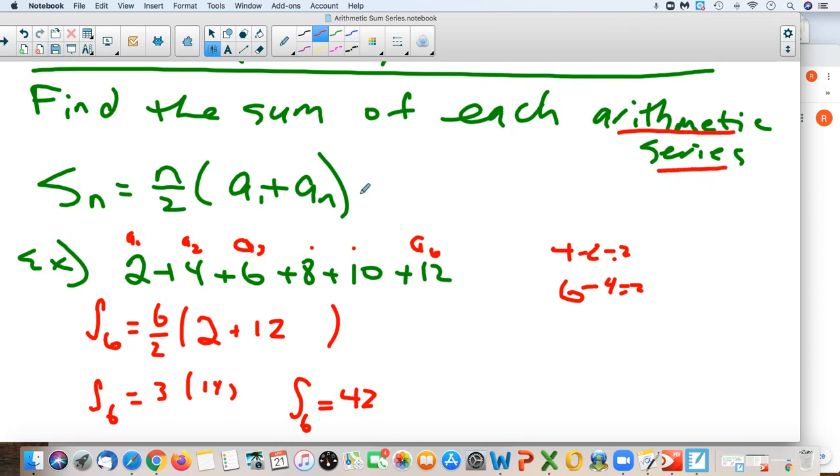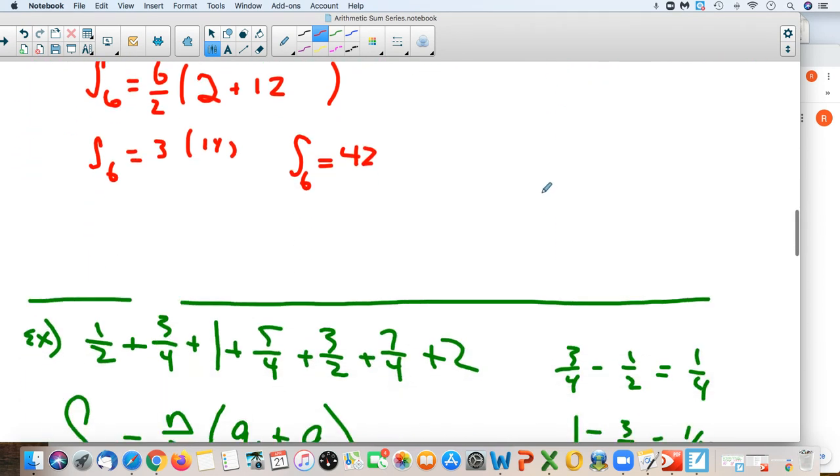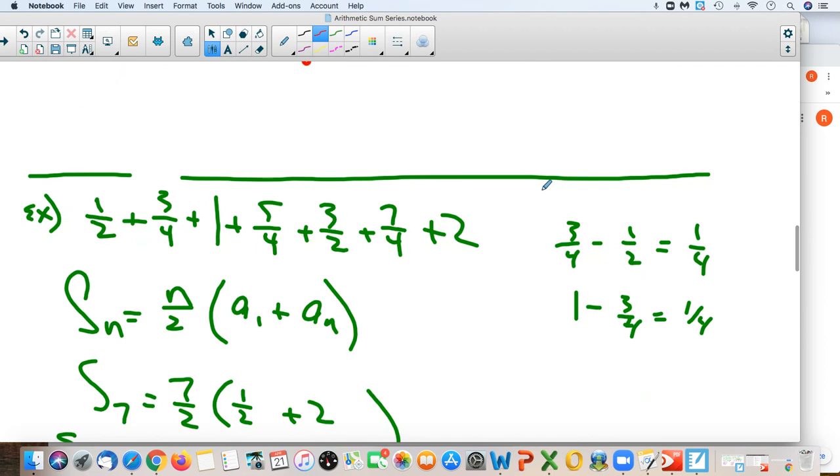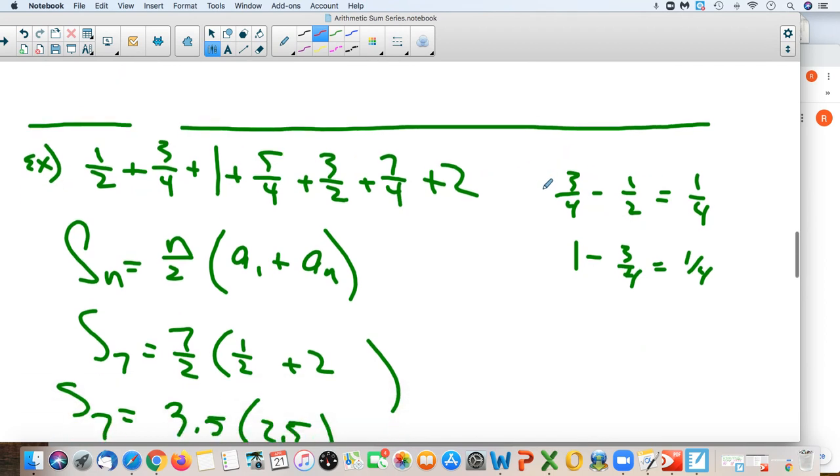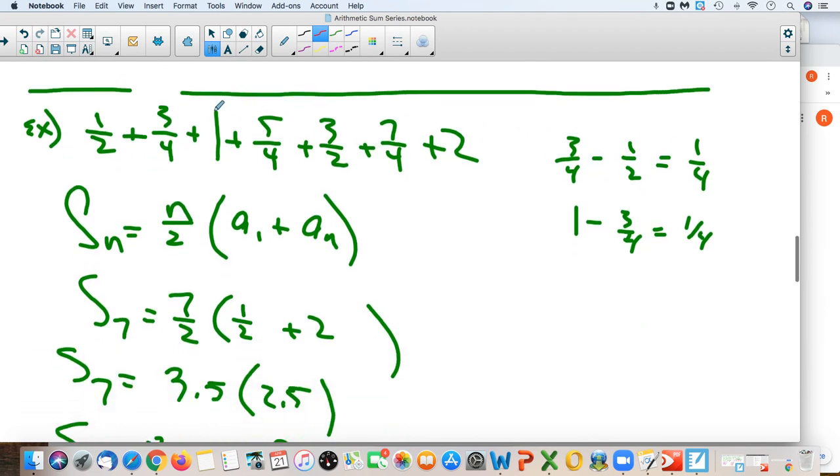So we can assume to use the arithmetic formula when I tell you it's an arithmetic series, but we should check just in case they don't tell us. Now, obviously, I wanted something a little bit more annoying for you to do, so I gave you a bunch of fractions to add together.